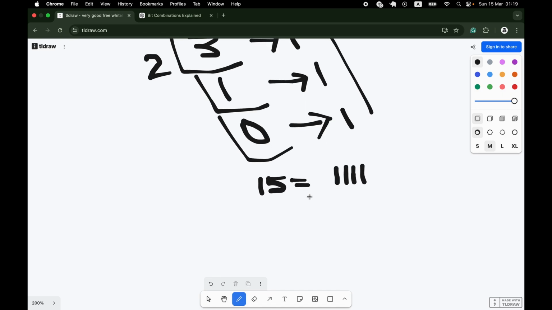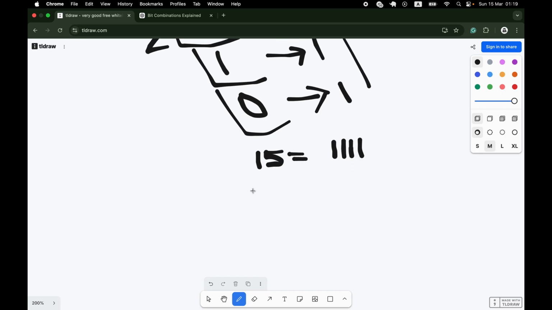Yeah, that's it. This is decimal. This part is gonna be binary. Okay, you guys can understand?